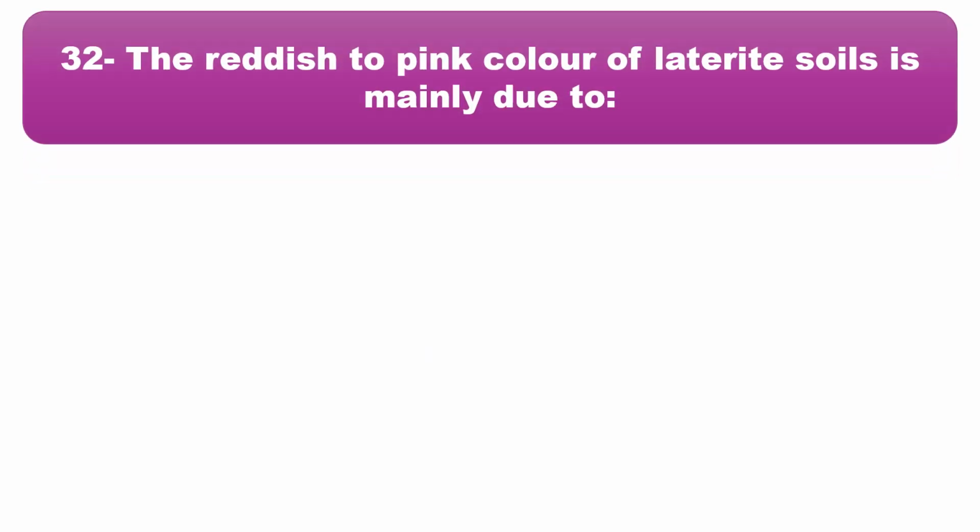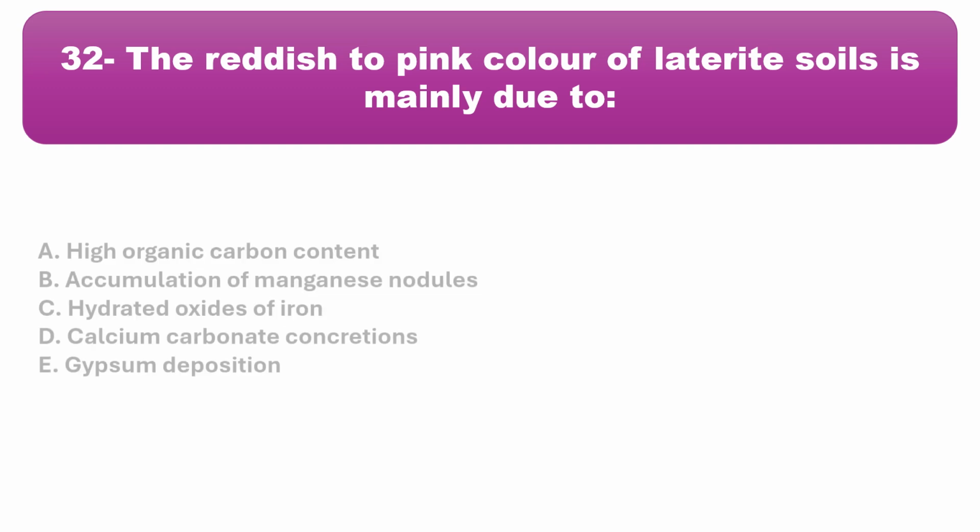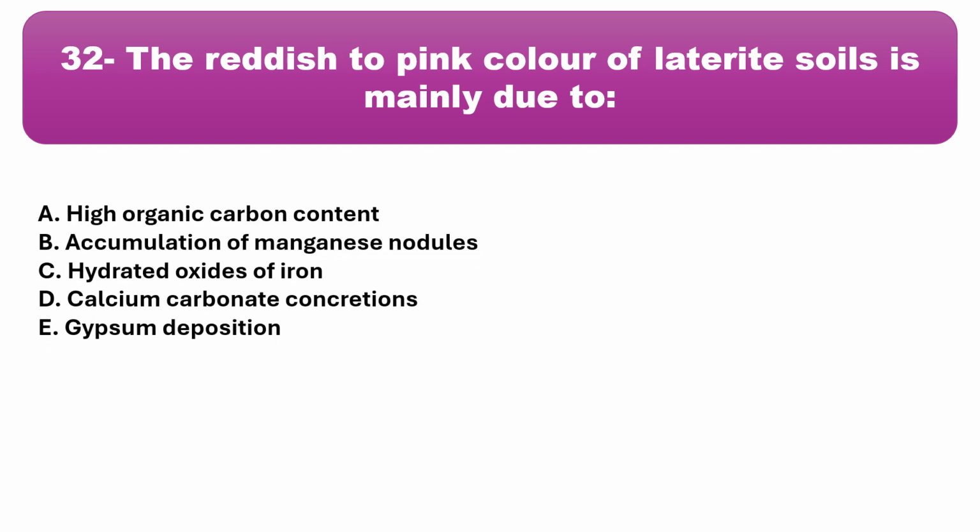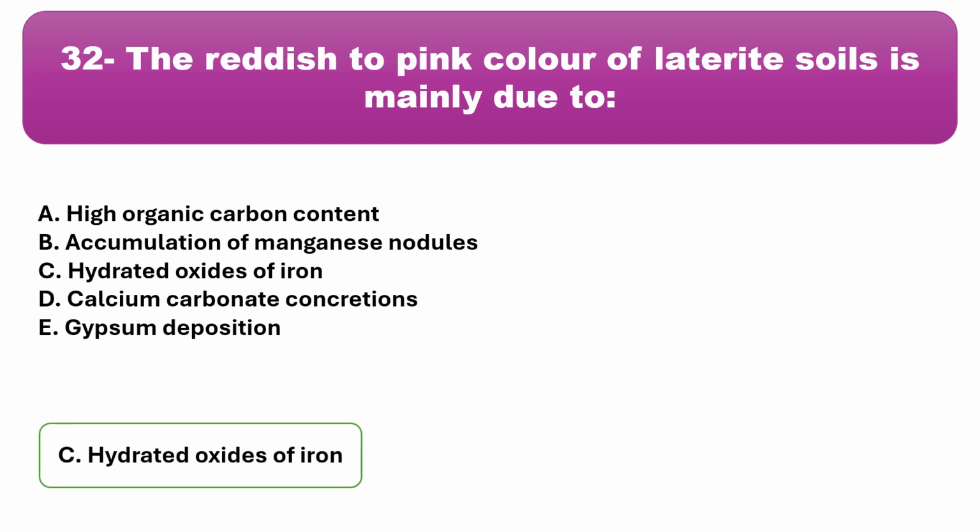Next question. The reddish to pink color of laterite soils is mainly due to which of the following? The options are high organic content, accumulation of manganese nodules, option C, hydrated oxides of iron, option D, calcium carbonate concretions, option E, gypsum deposition. The correct answer here is due to presence of hydrated oxides of iron.